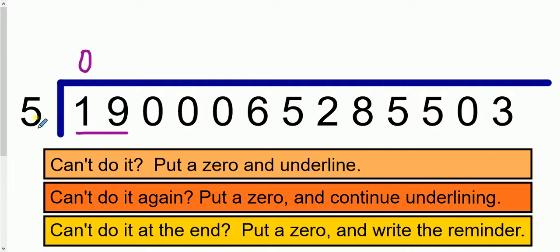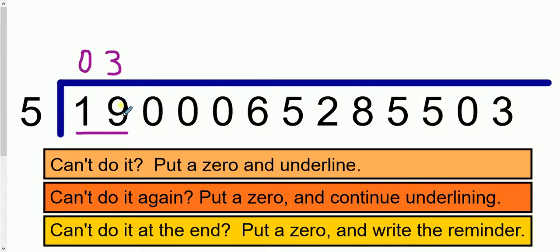Now, the question is, how many 5s go into 19? We know that's 5, 10, 15, that's 3 5s. So there are 3 5s in 19. Now as you can see, we're keeping all the digits lined up. The 0 lined up above the 1, the 3 above the 9.